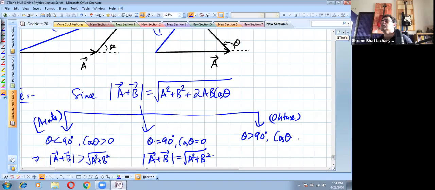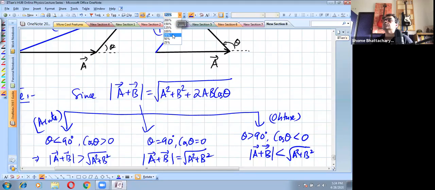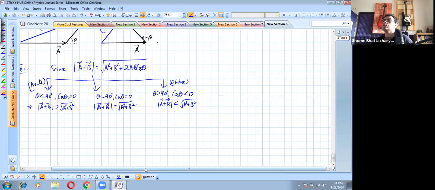Okay. So if it is negative, then see what's happening in this formula. This is a negative quantity. So this whole thing inside the square root becomes less than A square plus B square. So that is when our mod of A plus B becomes less than root of A square plus B square. Okay. So this is a useful analysis theorem that we can develop from the statement of triangle law.